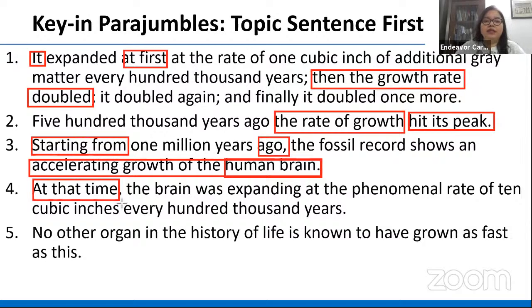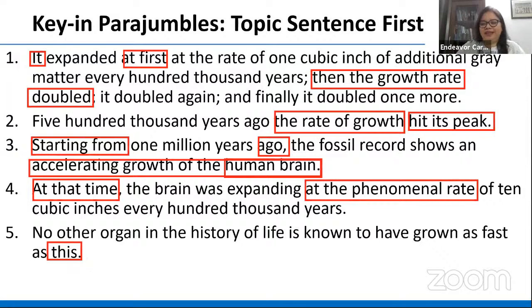So now if I consider the word time, there's a reference to time made in the first sentence, in the second sentence. So what does "at that time" refer to? The brain was expanding at the phenomenal rate of 10 cubic inches every 100,000 years. No other organ in the history of life is known to have grown as fast as this. No other organ is supposed to have grown as fast as this. And what does the "this" refer to? The rate of growth that has been described in the previous lines.